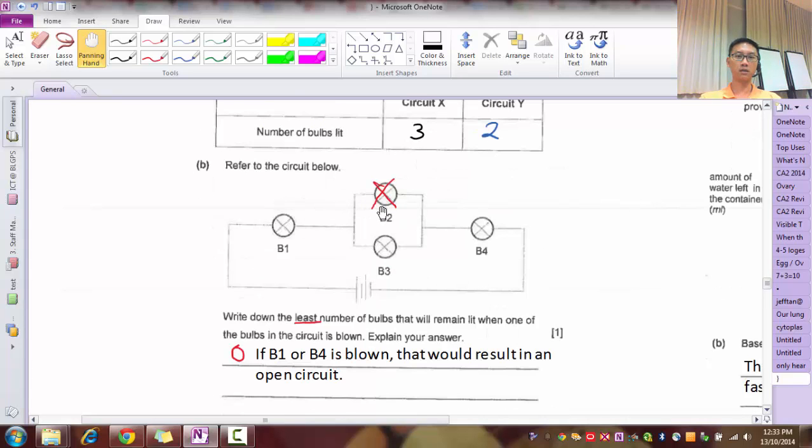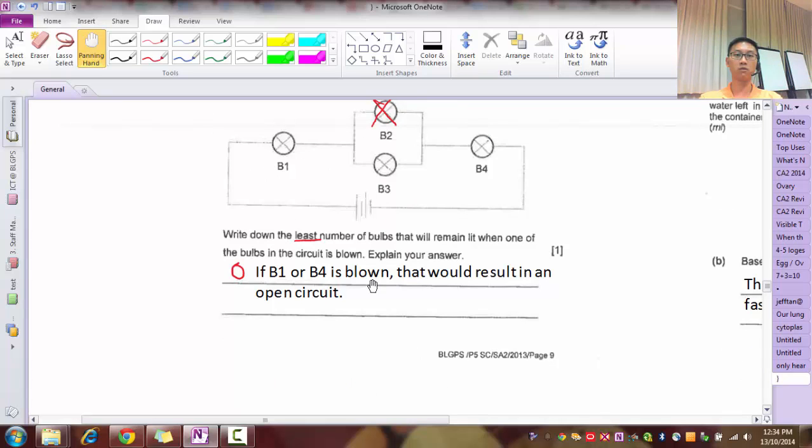Now refer to this circuit. Write down the least number of bulbs that remain lit when one of the bulbs in the circuit is blown. Let's say I take, for example, B1. If B1 is blown, what's going to happen? This is an open circuit. So that means everything will not light up. 0. But if B2 is blown, because this is in parallel, my electricity can still flow through like that. Then all 3 can light up. So that's the most number of bulbs that can light up. So the least number of bulbs is 0 because of this reason over here.